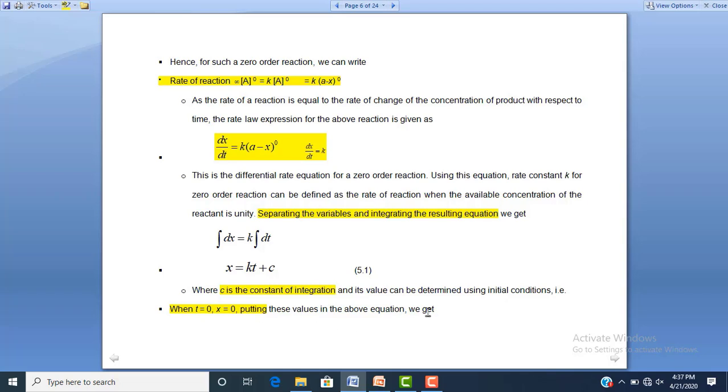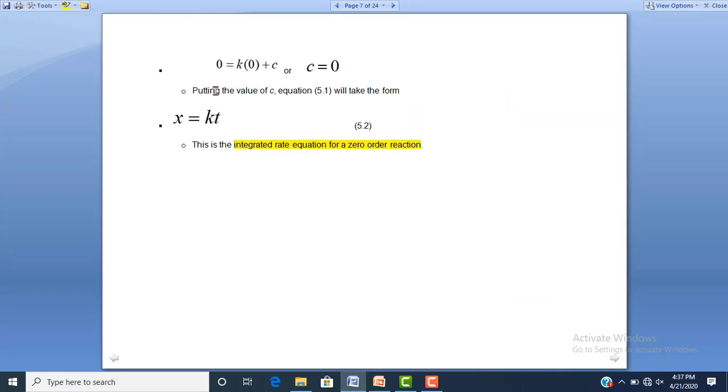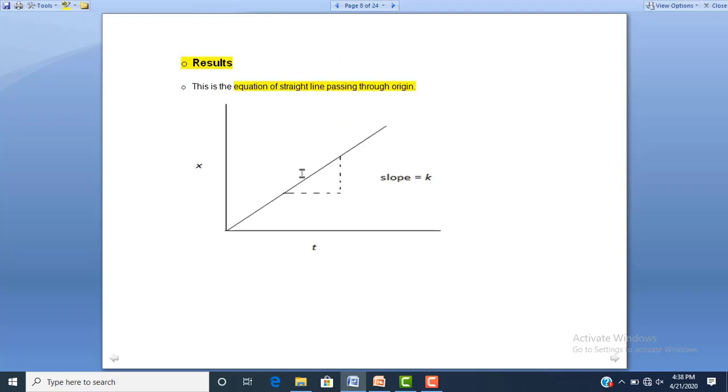When time was 0, at that time x was also 0, so in this equation 5.1, x is equal to kt plus c, it becomes 0 is equal to k into 0 plus c, so c will be equal to 0. When we put this value of c in the above equation, we get x is equal to kt. This equation 5.2 is the integrated rate equation for a zero order reaction.